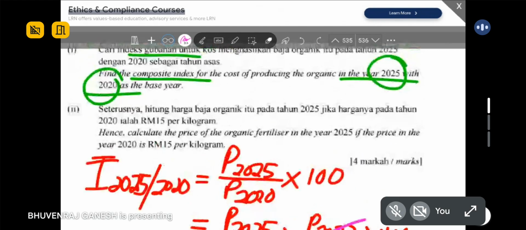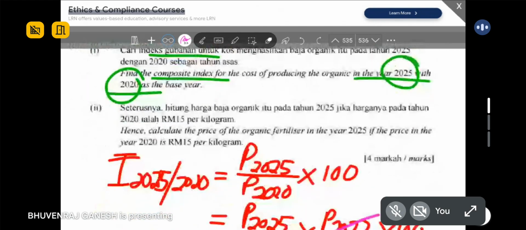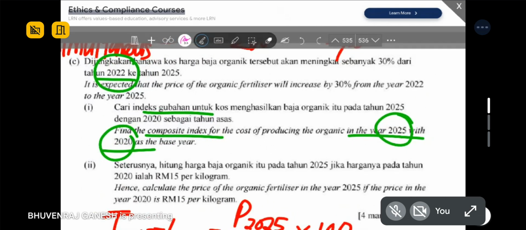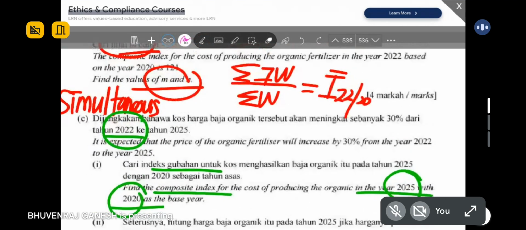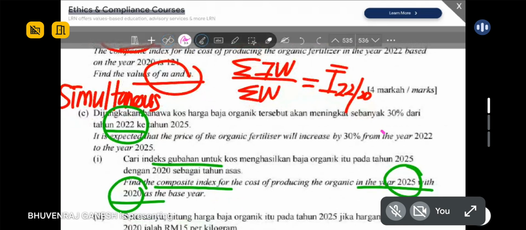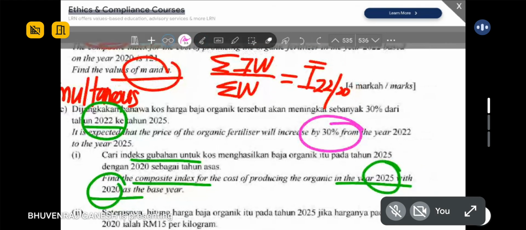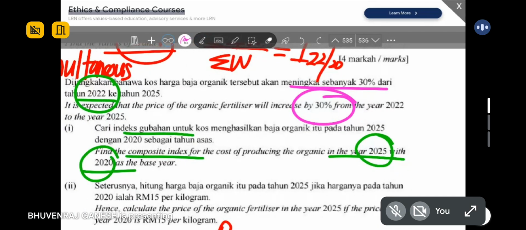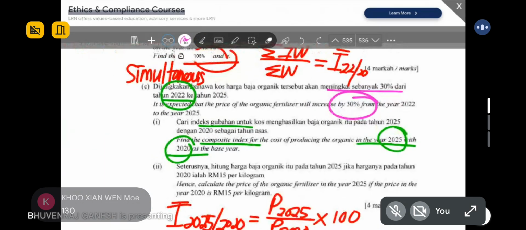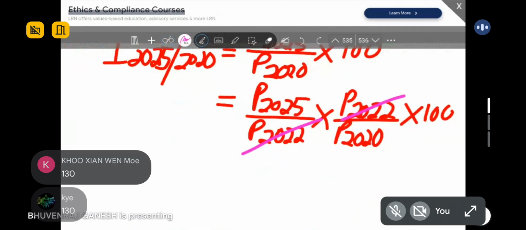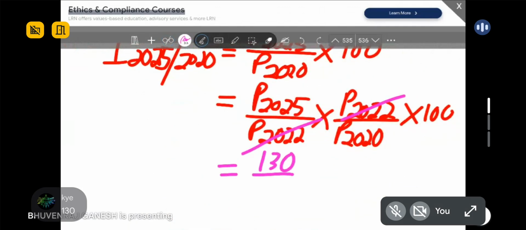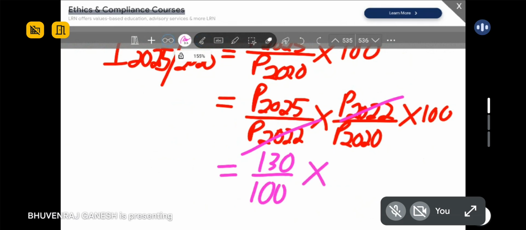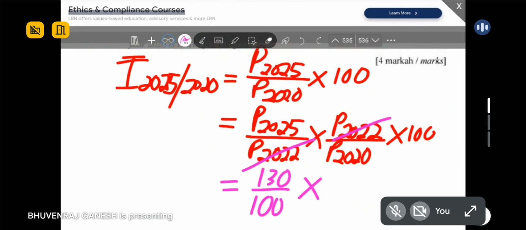Okay? So how to find P 2025 over P 2022? So they actually tell you already, increase 30%. So what is the index, guys? May I know? Meningkat 30%. So you can automatically tell how much. Yes, 130 lah. So you just write 130. Always must write over 100, guys. It's a must. You must write over 100 because index is always bahagi 100.